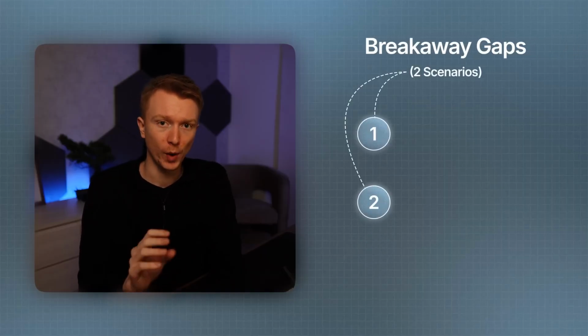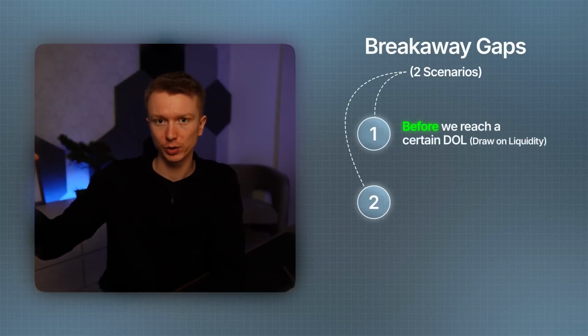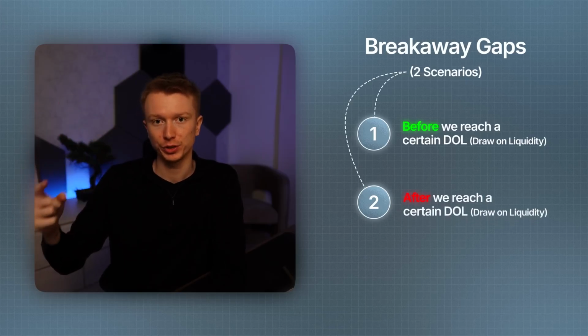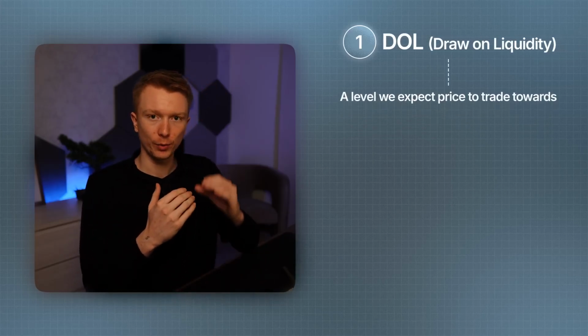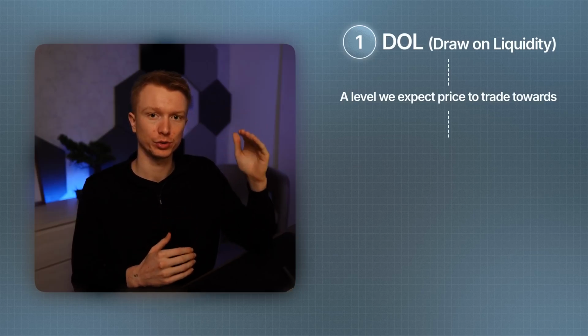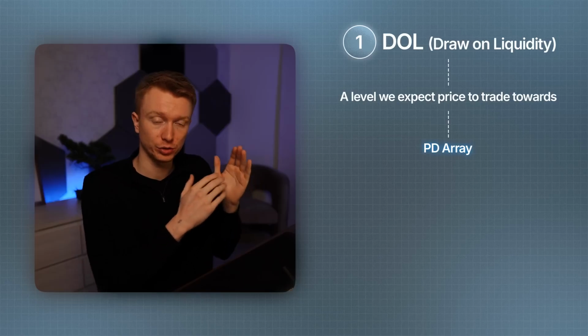Now, we are going to go over two different scenarios where breakaway gaps happen: before we reach a certain draw on liquidity and after we reach a certain draw on liquidity. So the first step is, all right, what is a draw on liquidity? A draw on liquidity is, again, a level where we expect price to trade towards. More specifically, it is a PD array where we expect price to trade towards.